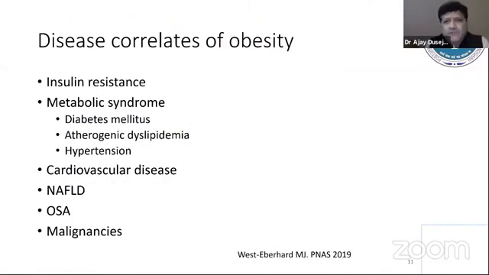Now, coming to the disease correlates, after we discussed the kinds of body fat distribution, we all understand that obesity is linked to insulin resistance, metabolic syndrome and all its components, which can finally lead on to various end organ diseases, predominantly cardiovascular diseases. We as hepatologists understand about fatty liver disease, and then obstructive sleep apnea and various kinds of malignancies. So briefly, I'll go over how these disease correlates are there with the kind of obesity and body fat distribution.